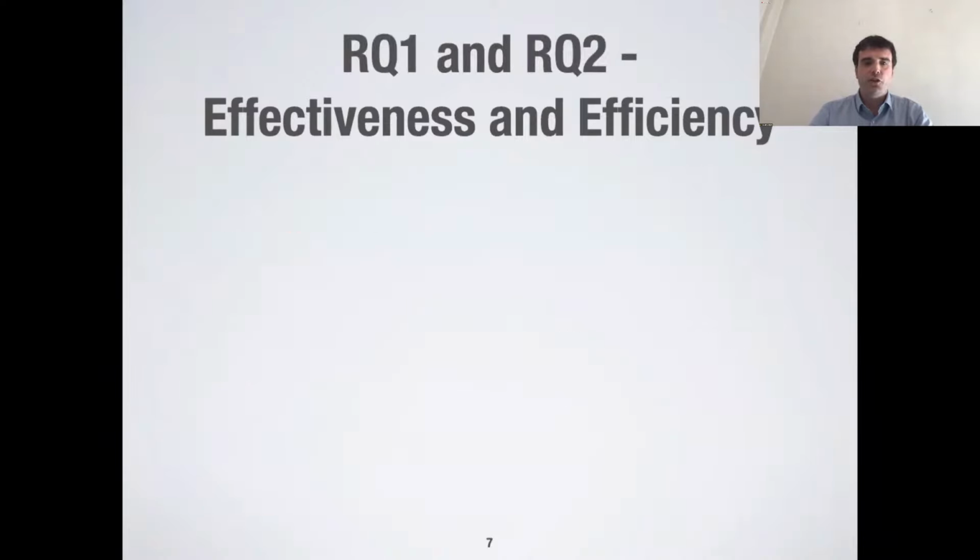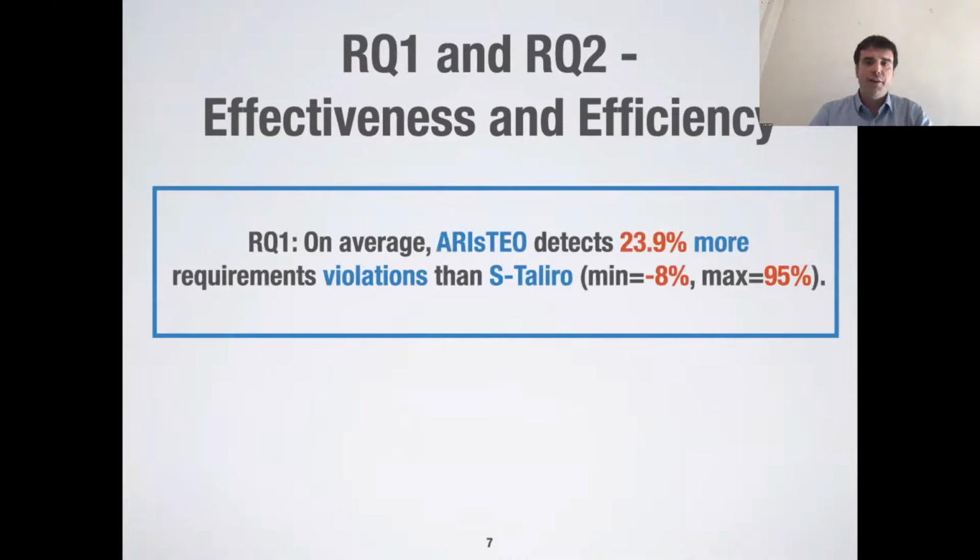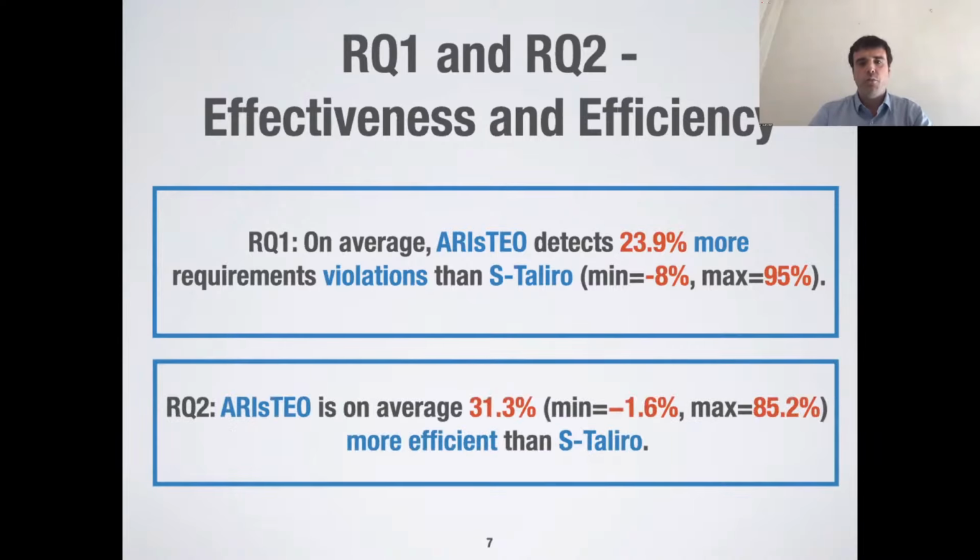Our results show that, on average, RSTO was able to detect almost 24% more requirement violations than Staliro. Furthermore, RSTO was also, on average, more than 31% more efficient than Staliro.